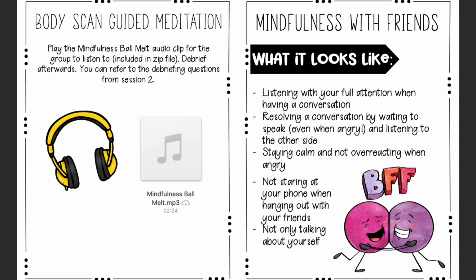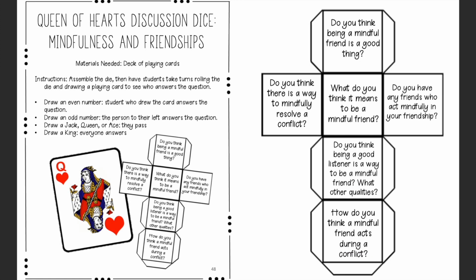And then here's the poster about being mindful with friends. And then we have a fun game. So for this one, you will need a deck of playing cards, and the kids are going to draw from the deck of cards to determine who's going to answer the question, and then they roll the die to determine what the question is. So if they draw an even number, the person who drew the card answers. If it's odd, the person to their left answers. And if it's a face card, they pass, except a king, and if that's the case, everyone answers.